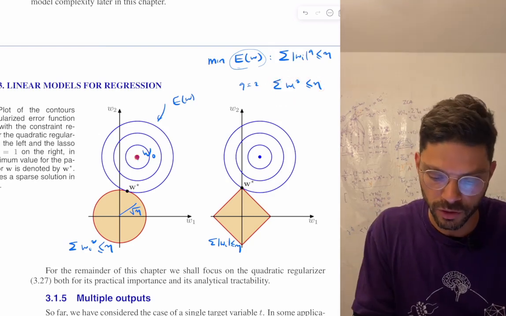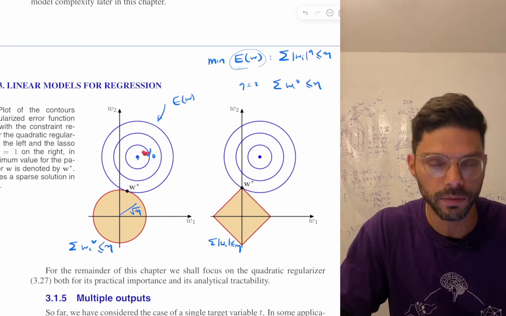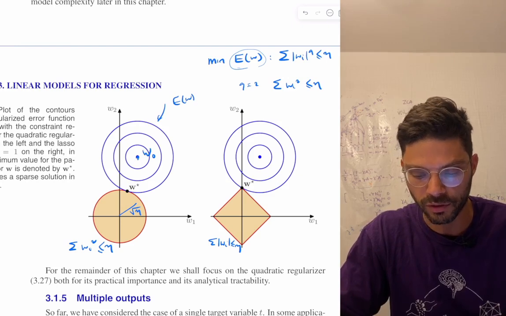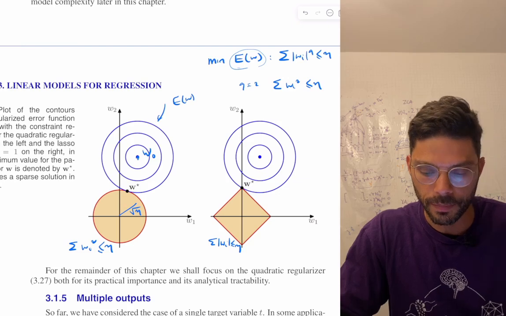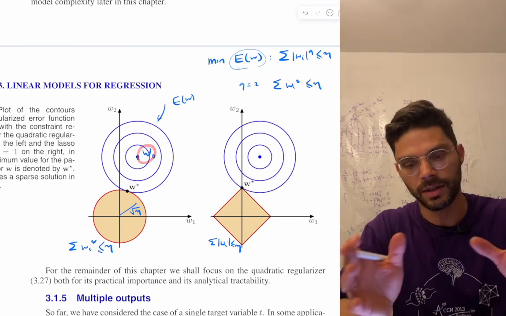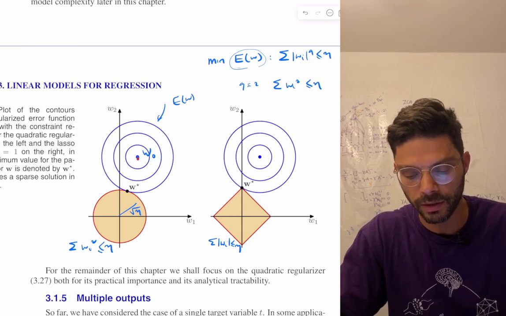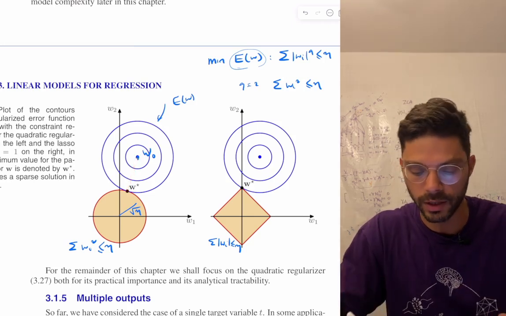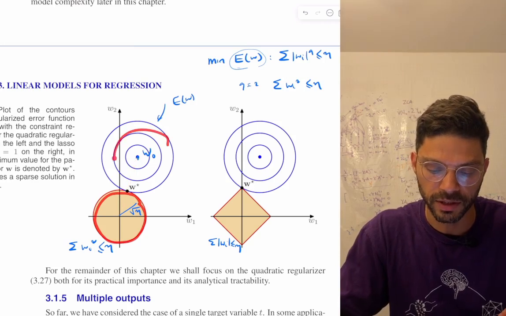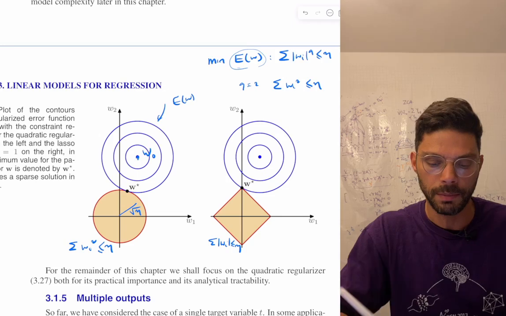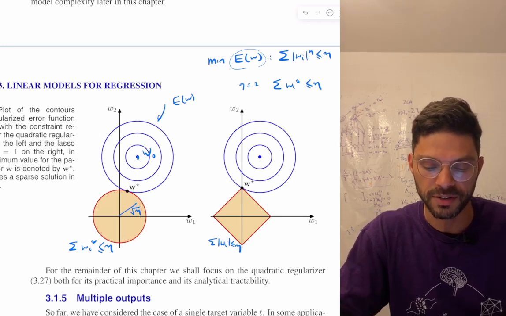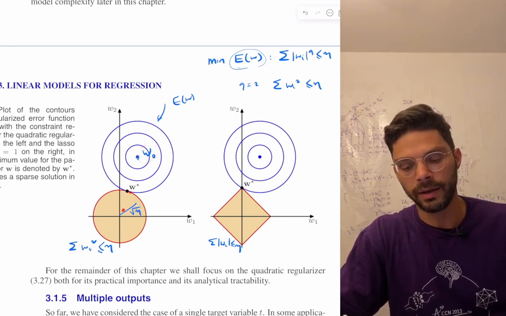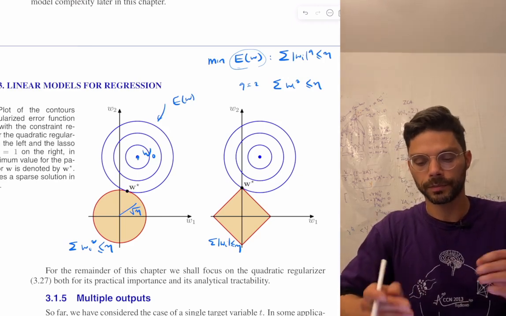So, if you just look at the geometry of the situation, you can say that W naught, the unregularized solution, isn't feasible. So what we have to do is keep finding the closest point, because of the shape of the loss, the closest point to W naught that's also inside, or at least touching, this constraint ball. This is coming from the thing we're trying to minimize. This is coming from our regularization. We want to essentially stay as close as possible to W naught while being on or inside this constraint ball.